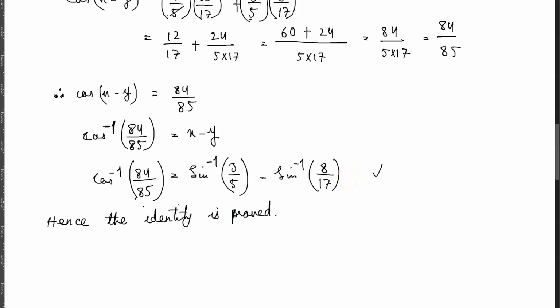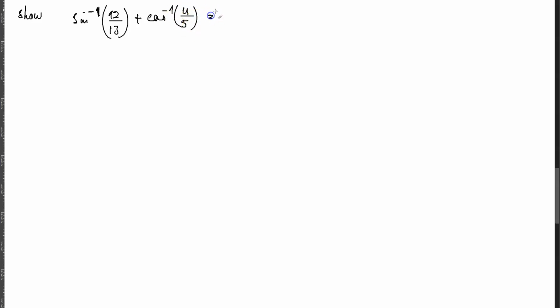Now, the next question that we have is question number 11. You want to show that the sine inverse of 12/13 plus the cos inverse of 4/5 plus the tan inverse of 63/16 is equal to pi.